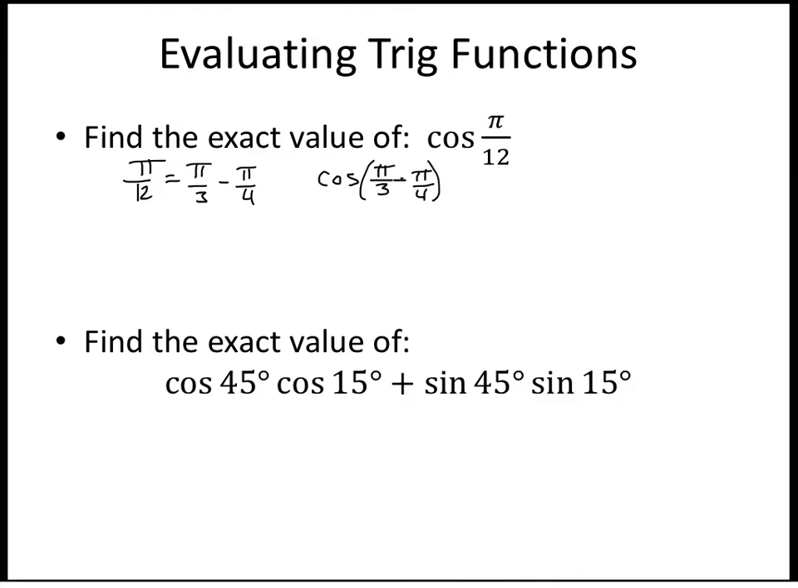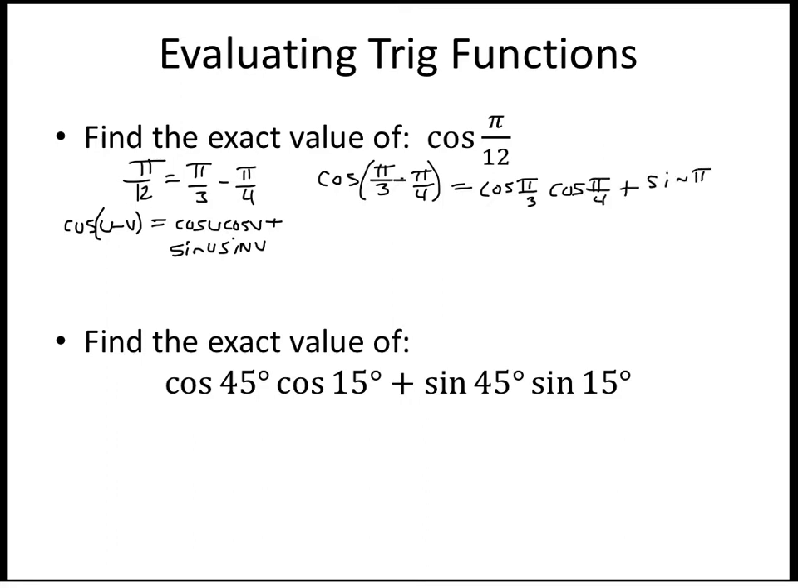It's a minus. So using our cosine formula, and remember our cosine formula is cosine of u minus v equals cosine u cosine v plus sine u sine v. Okay, so now we're going to set this up. Our u is pi over 3, our v is pi over 4. So we're going to have cosine pi over 3 times cosine of pi over 4 plus sine of pi over 3 times sine of pi over 4.